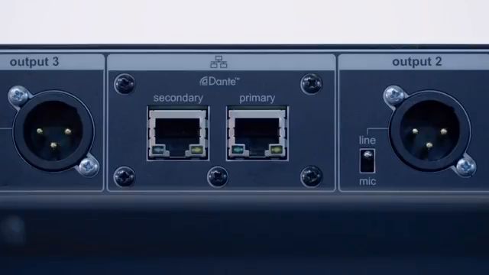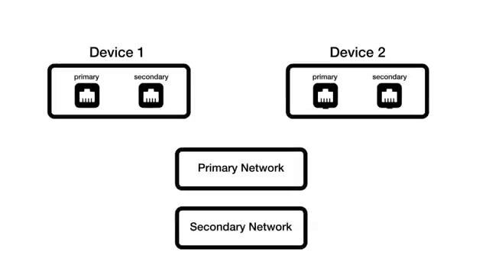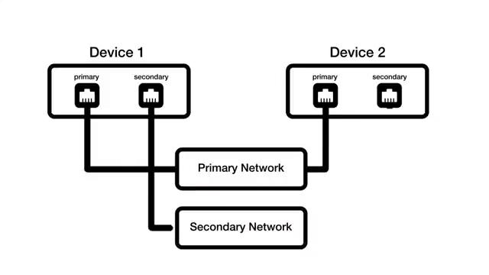On many Dante-enabled products, you'll notice that there are two Ethernet ports for Dante, labeled primary and secondary. The primary port is connected to your main network, while the secondary port is used to create a backup or redundant network. These networks are always entirely separate from one another. A redundant network is a complete set of switches and cables that are separate from your main network, connected to the secondary ports of all your Dante devices.